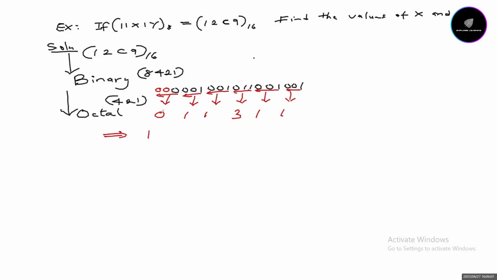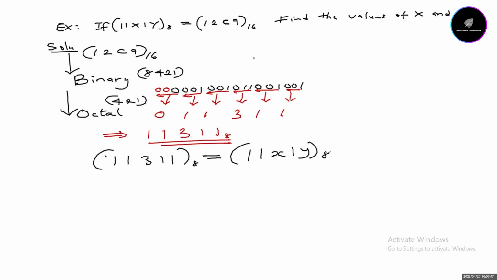So therefore, now the first 0 is going to be omitted, not significant. A 0 before the digit 1 is not significant, so we eliminate the 0. So we're left with 11311. Therefore we can say that 11311 base 8 is equal to 11x1y base 8. Since we're asked to find the values of x and y, the missing value x is equal to 3, and y is equal to 1. So this is pretty easy.